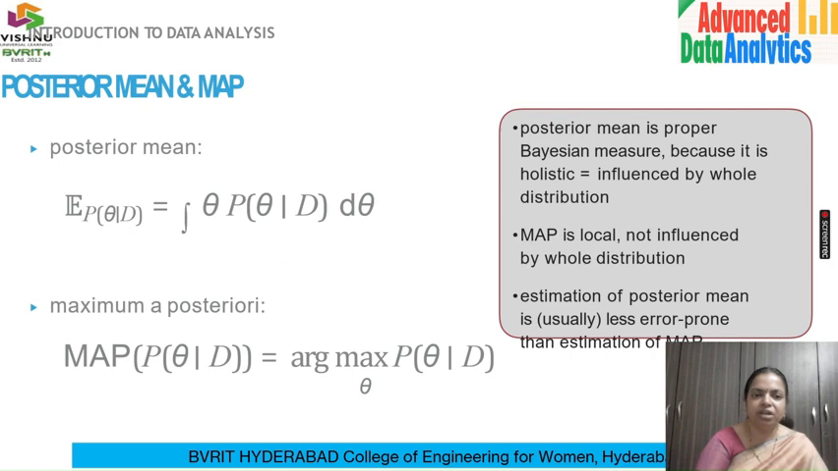And posterior mean and MAP values. Okay, so the mean value is like we can take the average value of the existing and the new predicted values. For that you can use the integration of theta and probability of theta given D, and the posterior maximum value we can use for the MAP. So the maximum of probability of theta given D can be called the MAP value.